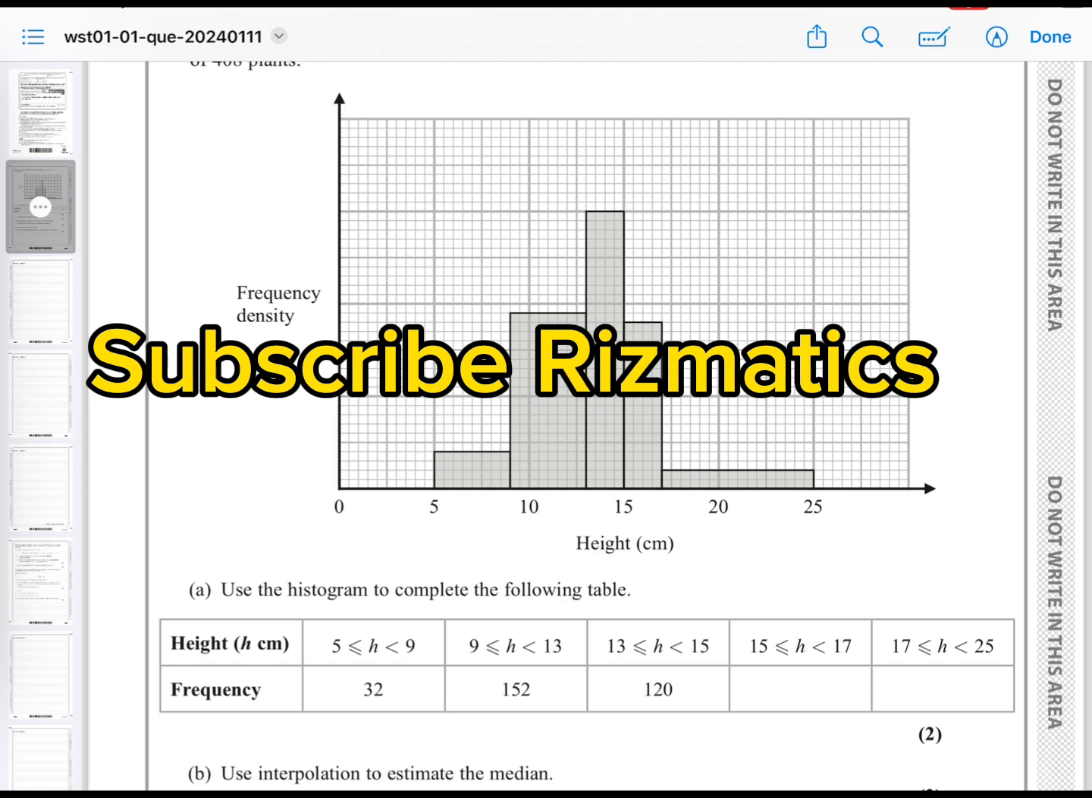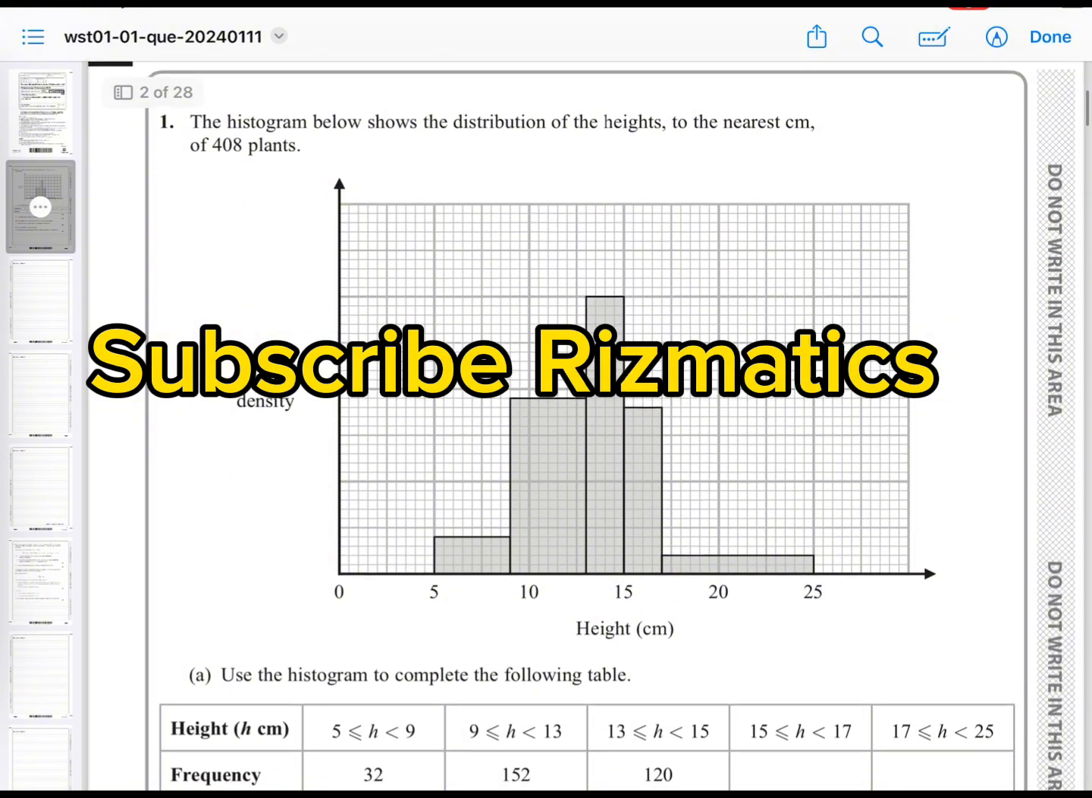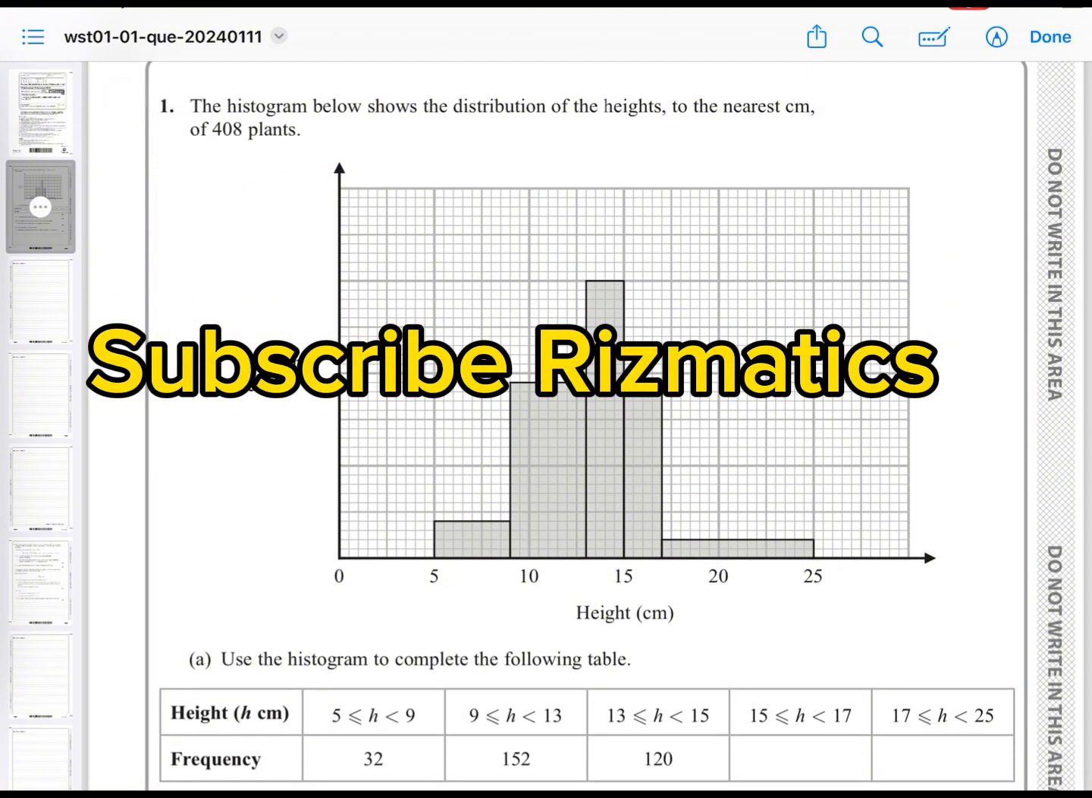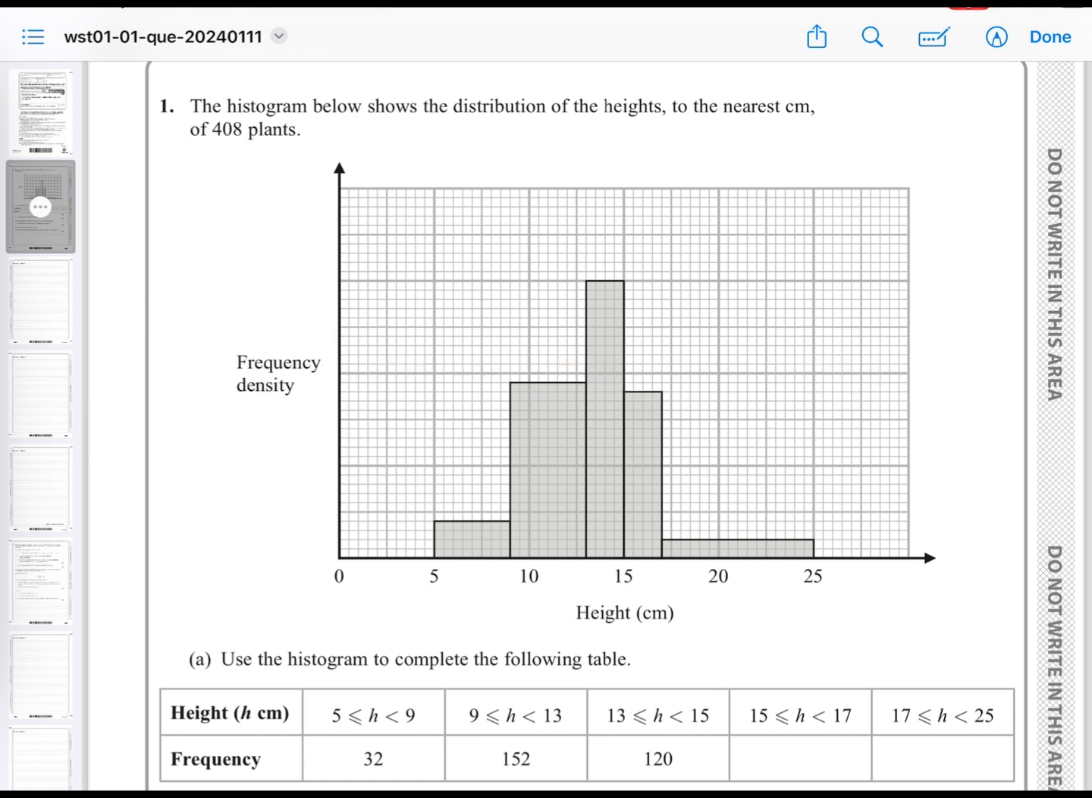So today we will do the January 2024 Statistics S1 IAL Edexcel paper. Moving towards the first question, they're saying here, the histogram below shows the distribution of the heights to the nearest centimeter of 408 plants. So the total frequency is 408.